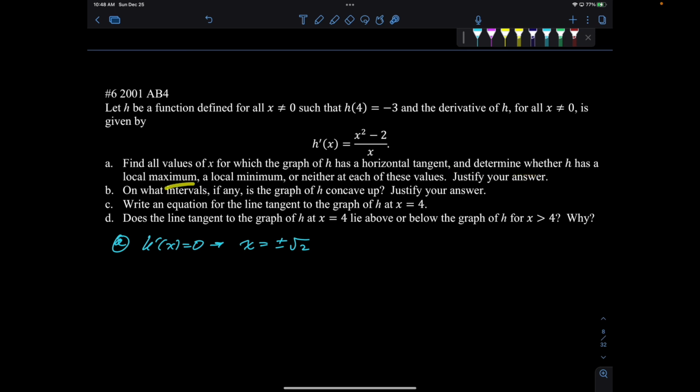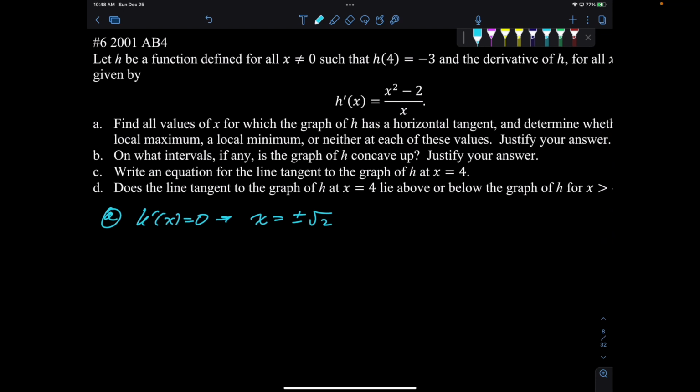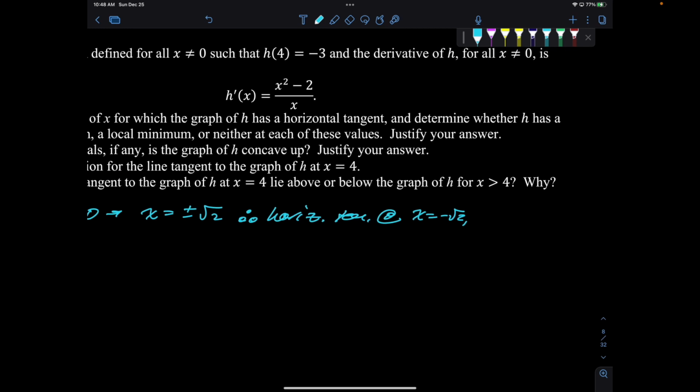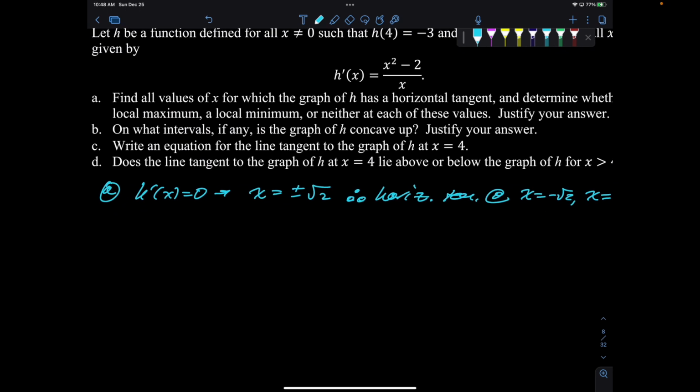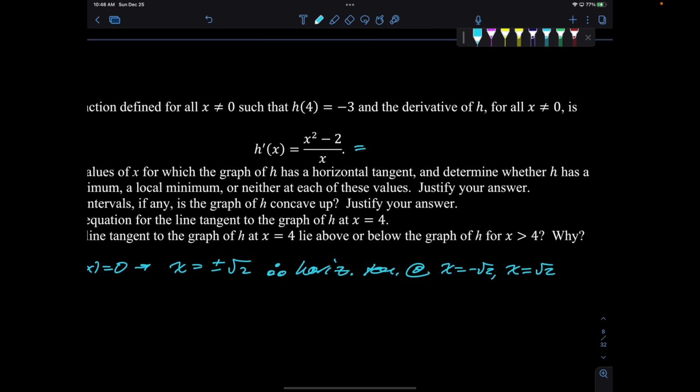Determine whether h has a local max, min, neither at these values. Justify. Okay, so therefore, horizontal tangent at x equals negative root 2, x equals root 2. All right, I'm going to do a sign chart. Also, I'm going to write this in factored form for the purposes here. I'm going to write x minus root 2, x plus root 2, and then x.